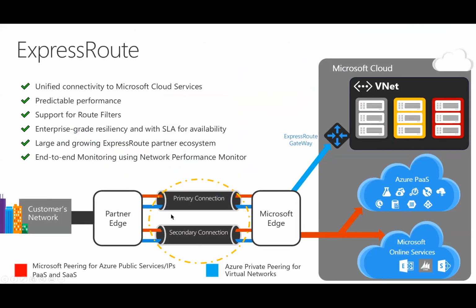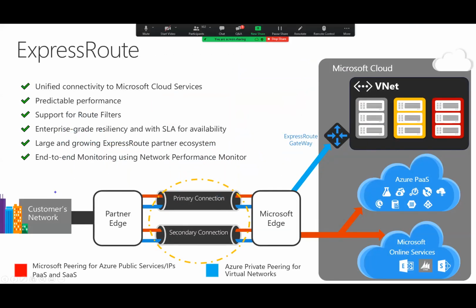So zooming in a bit, I mentioned partner edge and I mentioned Microsoft edge, and then I said you'll have a primary and a secondary connection. This is where you would have, say, 100 meg here and 100 meg on this connection, giving you a total of 200, but you're only paying for 100. The difference is the SLA is only on the 100. The SLA is not on the 200. So that's the one thing I must highlight.